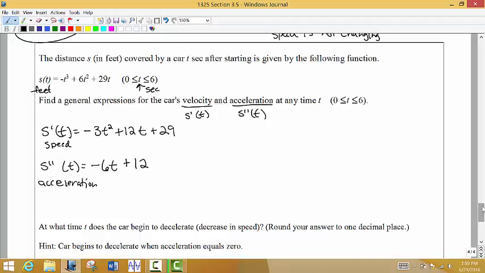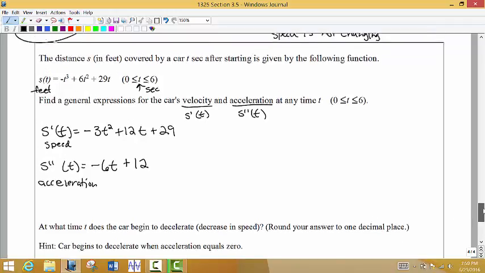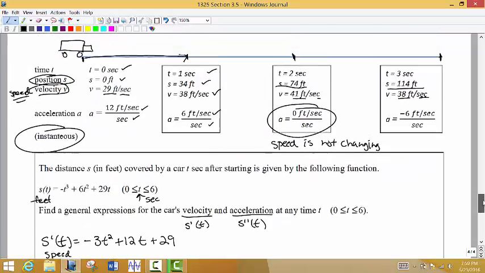So here we're asked a question about our problem. It says, at what time t does the car begin to decelerate or decrease in speed? Okay, and that gives me a hint. The car begins to decelerate when the acceleration equals 0. So let's look at an example really quick up here. So let's go back up to our little diagram.